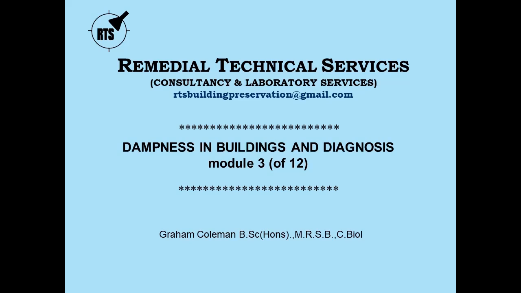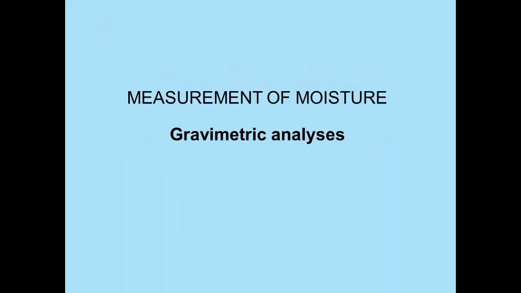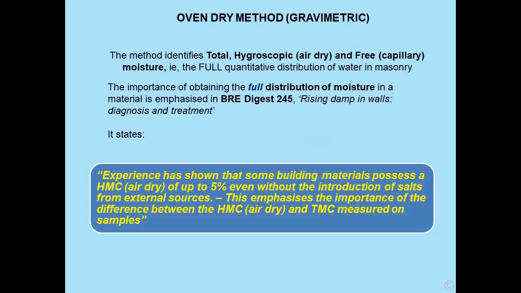Dampness in Buildings and Diagnosis. Module 3. Measurement of moisture. Again, we're dealing with masonry and we're looking at gravimetric analysis. In other words, you've got to weigh it. It is known as the oven dry method, and it identifies total hygroscopic, air dry and free or capillary moisture. That is the full quantitative distribution of water in masonry.